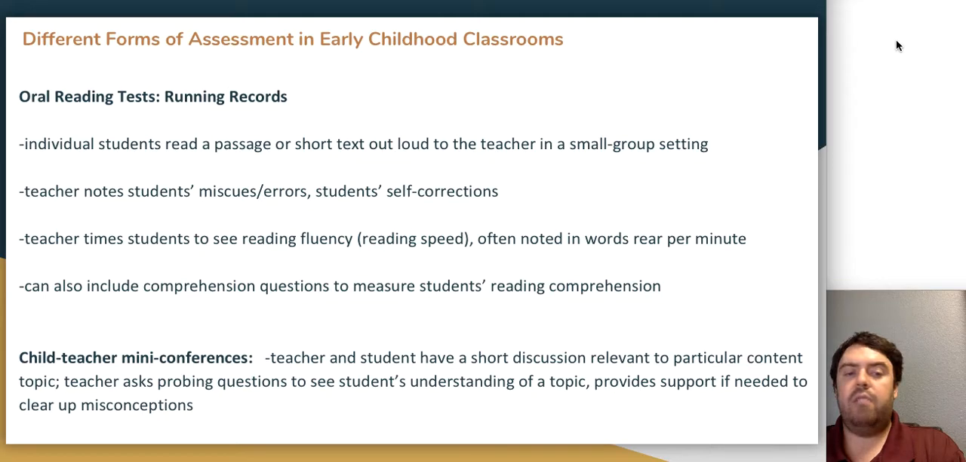And then you also could have child-teacher mini-conferences where you ask students to come up, or you can even have a small group discussion where you just have a discussion with students about what they learned. You can ask them some guided questions, give them some feedback, and even provide support if they have any misconceptions. But you're asking students questions in a small group or even individually, and so you can get a better grasp of what students understand on a concept by doing that interview.